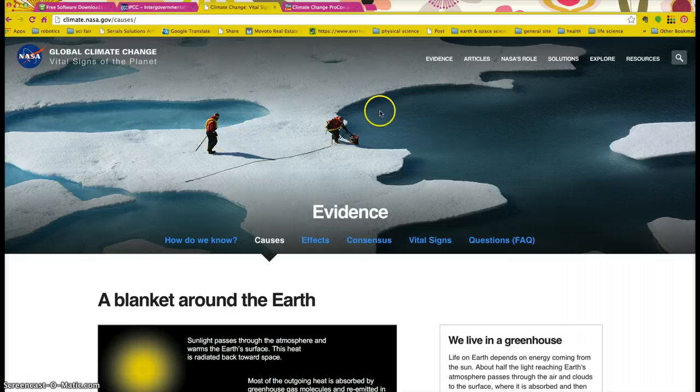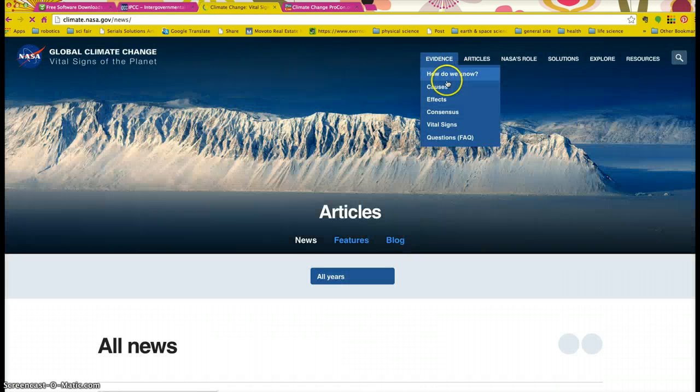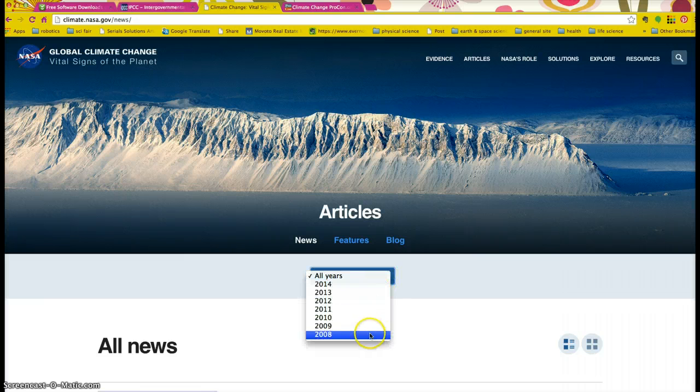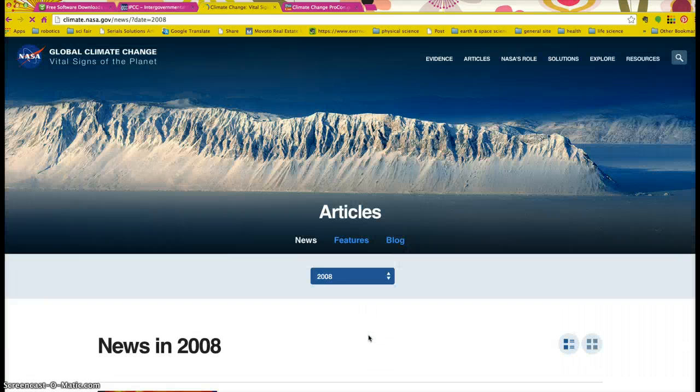If we want cold hard facts with references, we can go to the articles tab and investigate the news feature and see if we can find out. We have a choice of years here. We can see if we can find out how information was gathered, so we can look further and answer that question. So this is a great website.